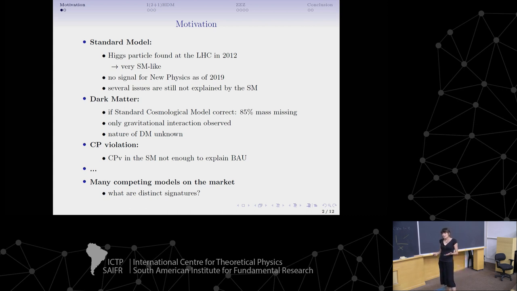And there is a number of models that are already on the market that aim to explain one or more of those problems. And I think that it's really important that we find some distinctive features of those models, a way to test them, to prove them, or to exclude them, to progress with our understanding of physics.